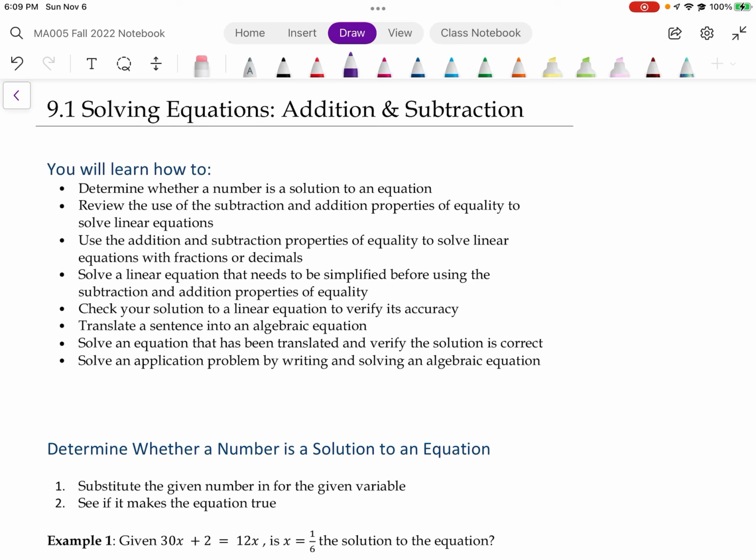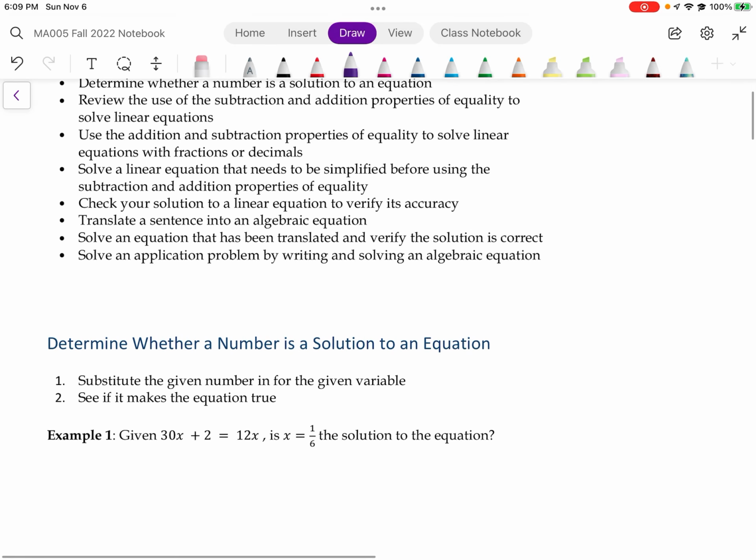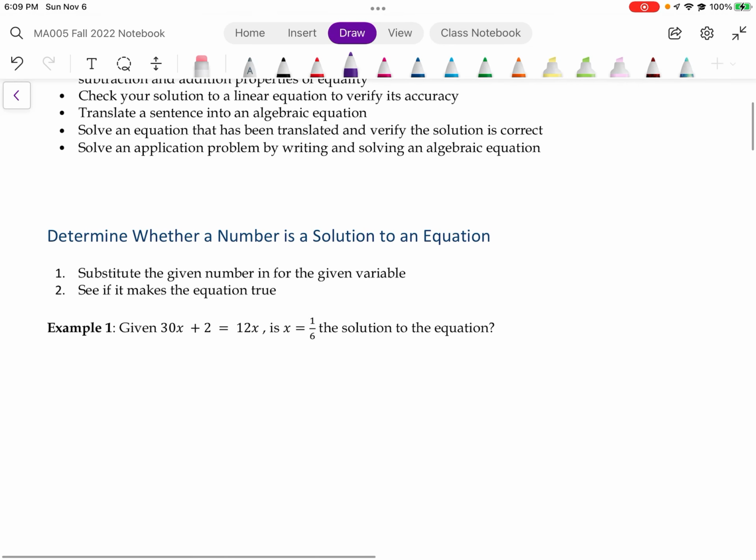Solving multi-step equations, starting with addition and subtraction. A lot of this is review. We're just going to keep practicing harder and harder problems. So you can pause the video and see all the things we're going to learn how to do. It's a lot.